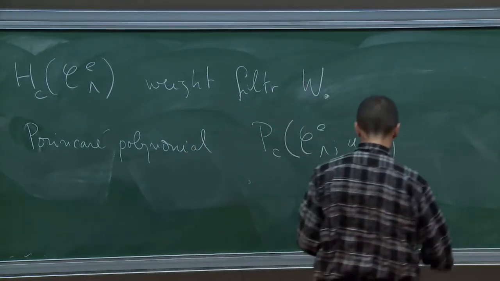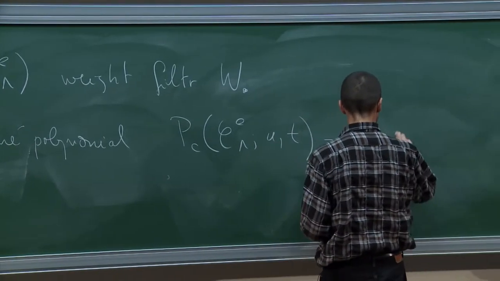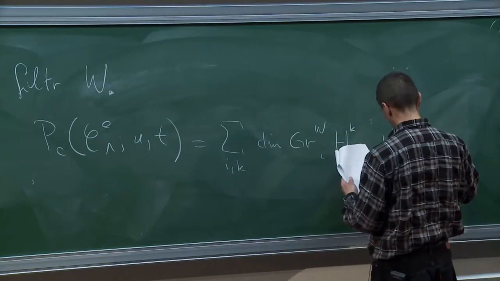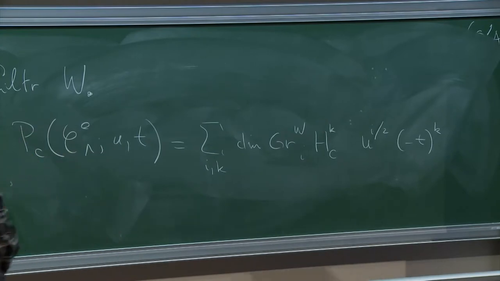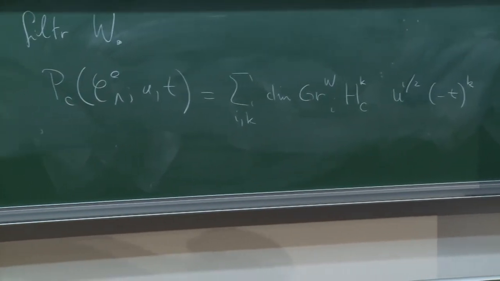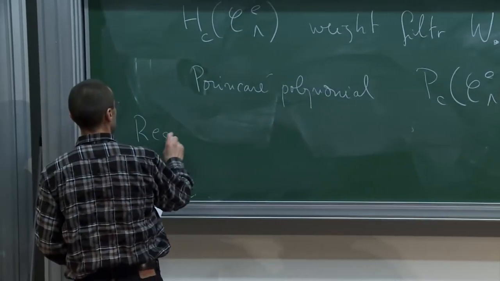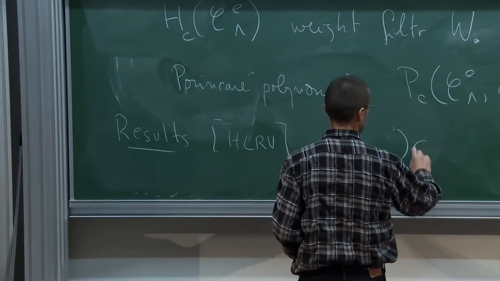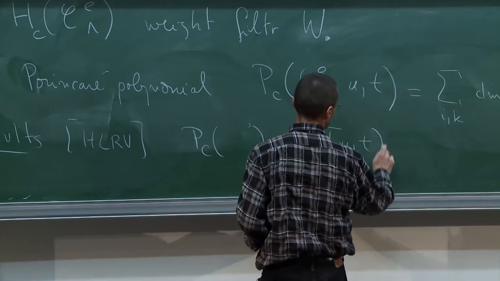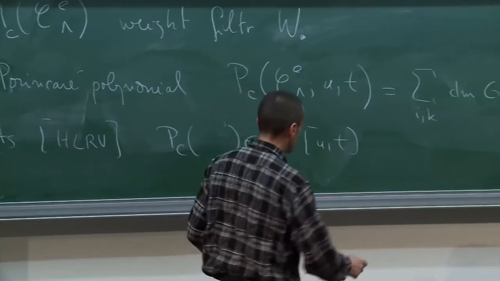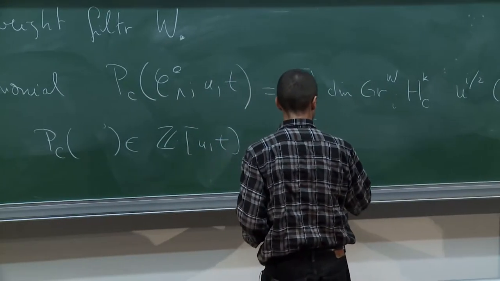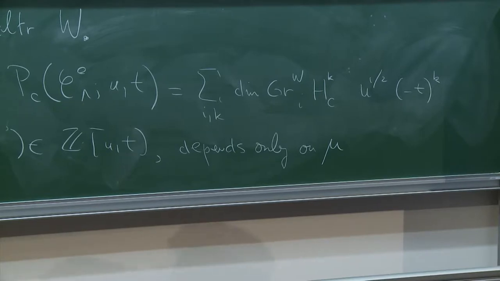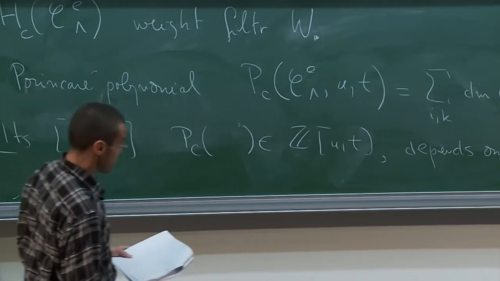It's a function of two formal variables u and t. It's the sum over the dimensions of the graded pieces of the weight filtration on H^k compactly supported, weighted by this monomial, which looks a little bit funny because it looks like I need to take a square root of u. But in fact, this turns out to be a polynomial. There are further results, again of HLRV, saying that this P_c is, in fact, a polynomial in u and t. So only even i occurs in that formula. And furthermore, it depends only on the partition mu. So a lot of data that I specified before doesn't actually enter; there's no dependence on the specific values of the eigenvalues, for example.